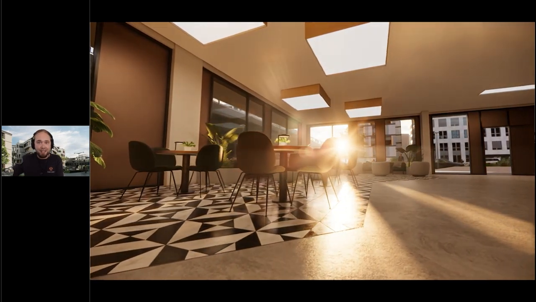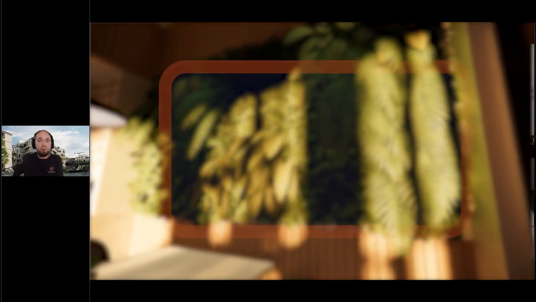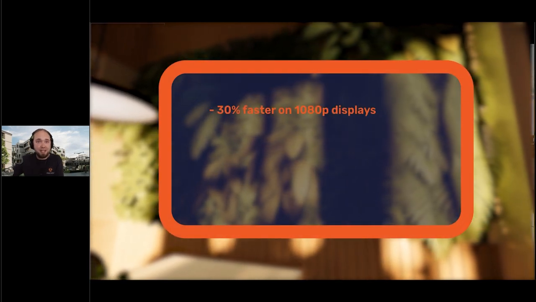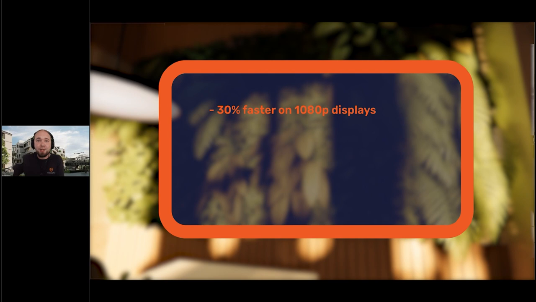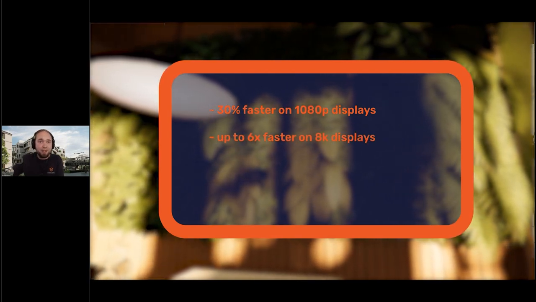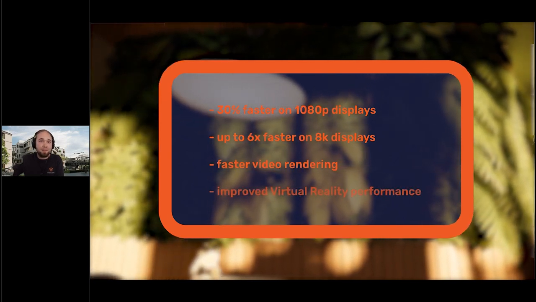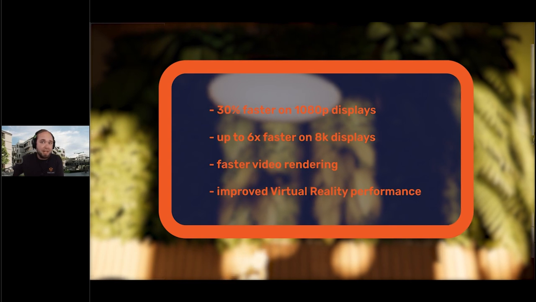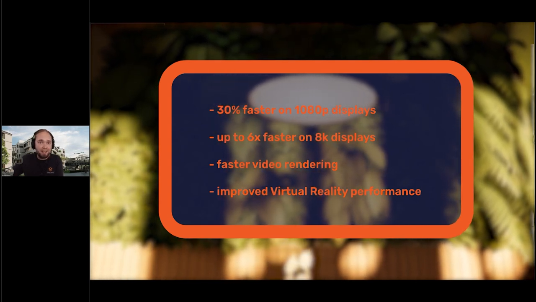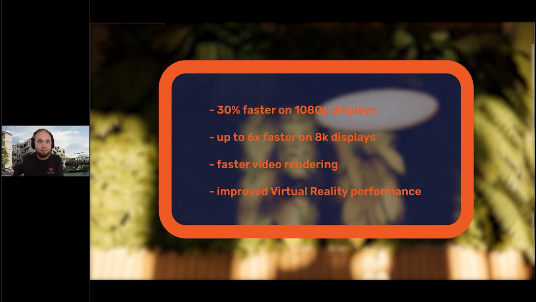Let's check out the data. With the DLSS option enabled, the Enscape real-time experience is 30% faster on 1080p displays, an incredible up to 6 times faster on 8K displays. Videos are being rendered even faster than before, and even virtual reality benefits from this feature, paving the way for latest generation high-resolution VR headsets like the Oculus Quest 2 or HTC Vive Pro 2.